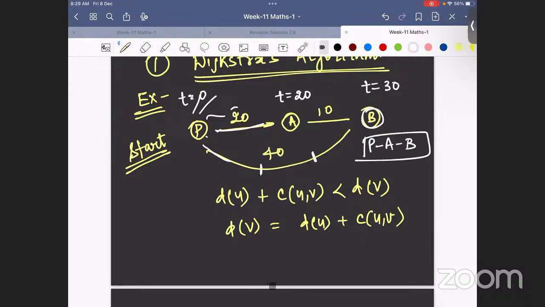Since A and B have been burned, the fire would have reached B from A, that is, from P to A to B. So this is the simplest case of the shortest path.